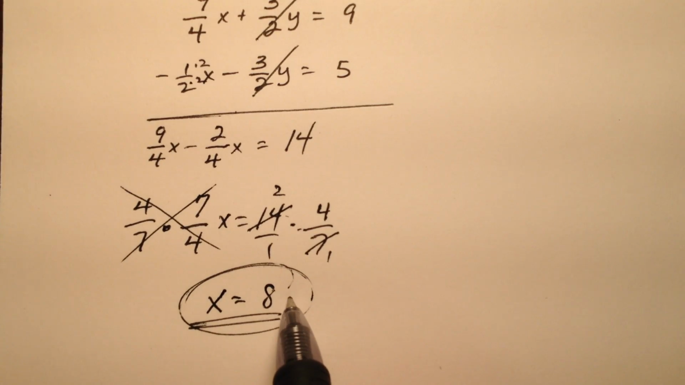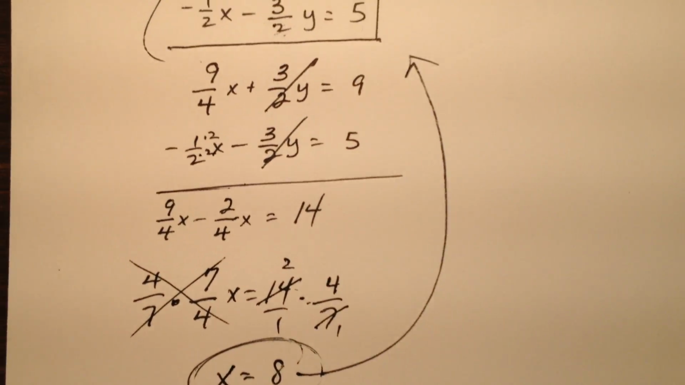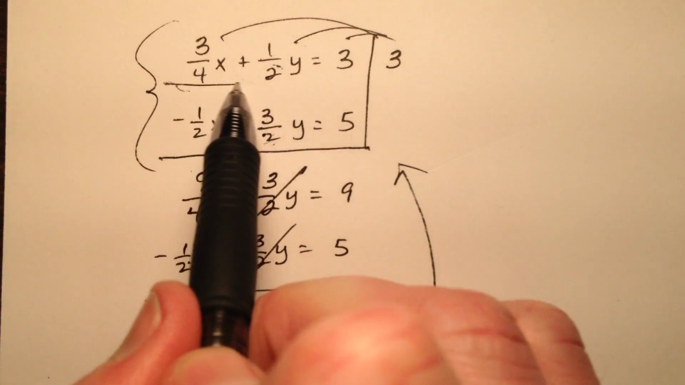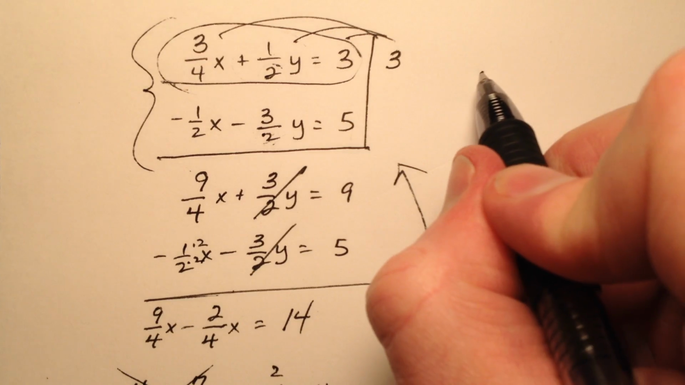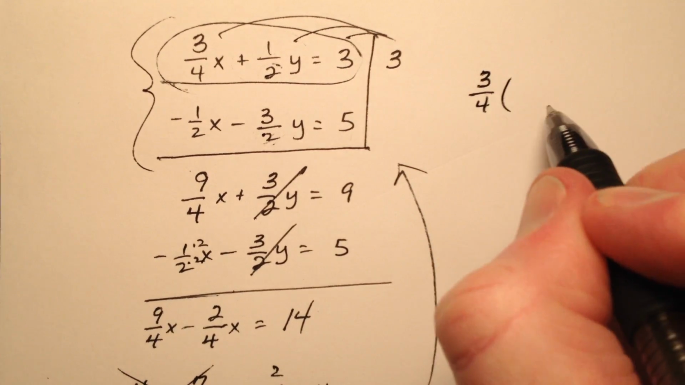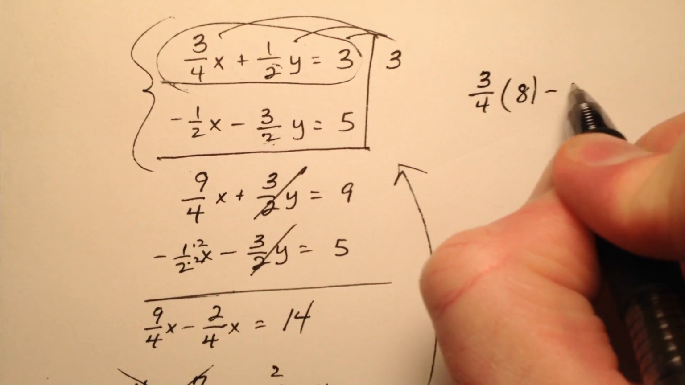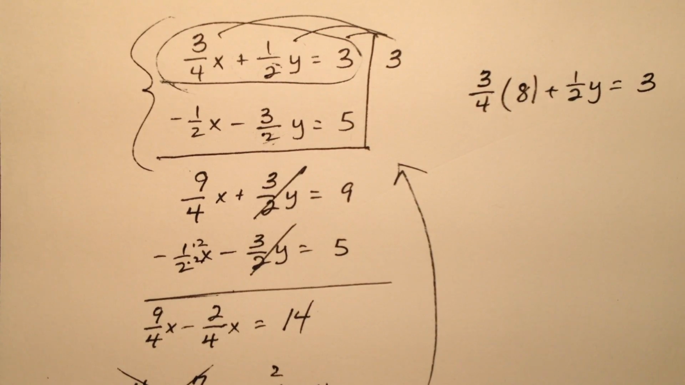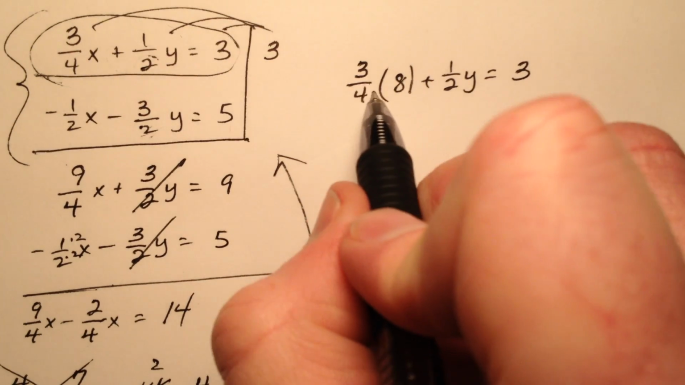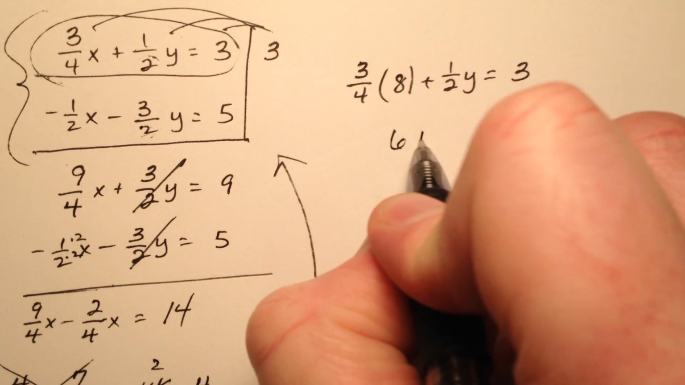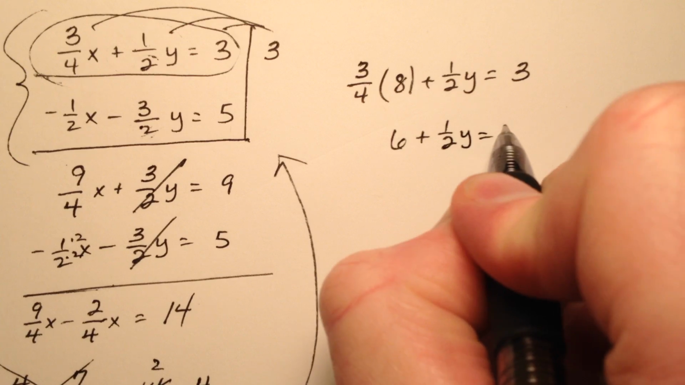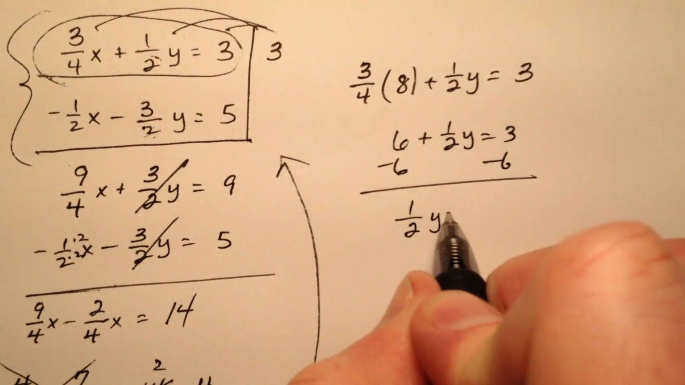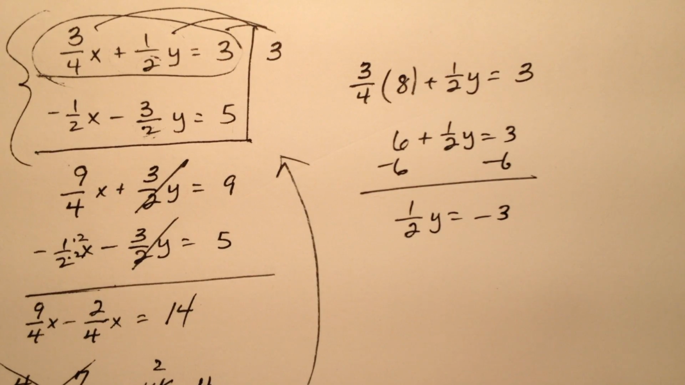So now that I know the value for one of the variables, let's go ahead and plug it back up here to one of these original equations. Let's go ahead and do it into this first equation. So 3/4 times x, my value for x is 8, plus 1/2 y equals 3. Okay, well 3/4 of 8 is 6. So when I subtract 6 from both sides, I have 1/2 y equals -3.